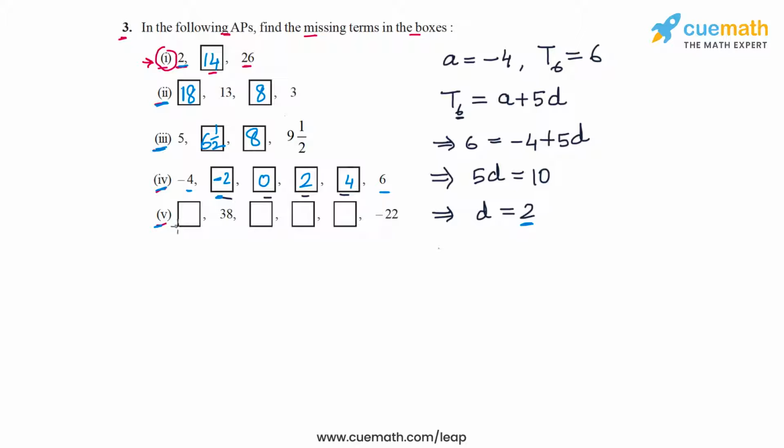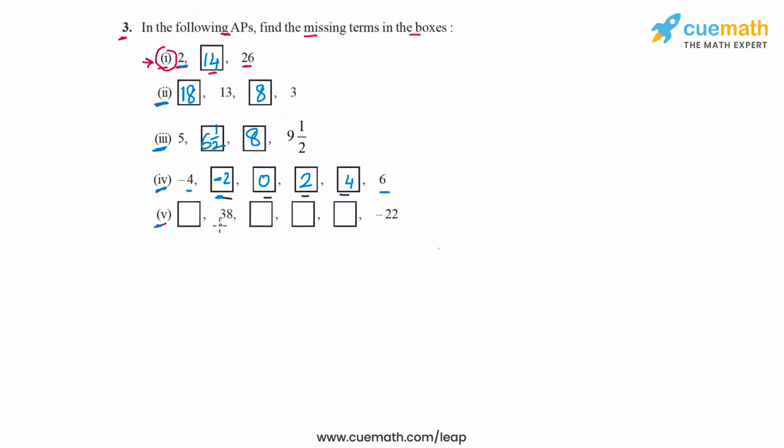Now let's finally do part 5. So in part 5, we are given the second term, and then we are given the sixth term. So the first term is missing, and the third, fourth and fifth terms are missing. So let's assume that the common difference of this AP is d. So t2 is 38, and we are given the sixth term, that is equal to minus 22. We don't know a and we don't know d. So let's assume that the first term is a and the common difference is d.